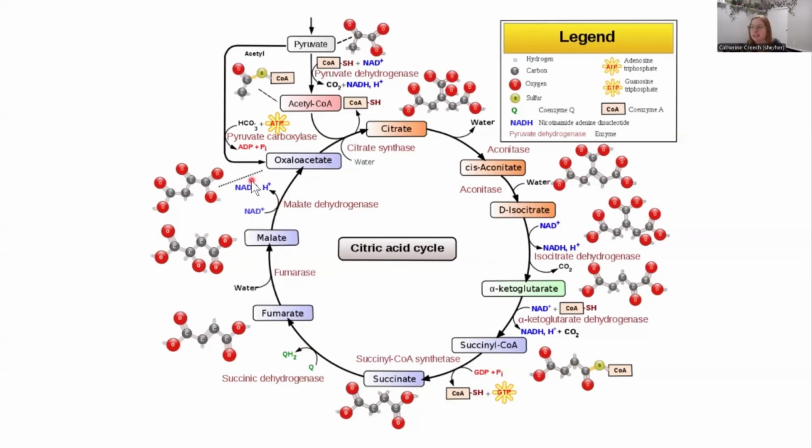And in the process, we are done using up all of those carbon dioxides. Those carbon dioxides have been exhaled as waste products. All right, let's get to the electron transport chain. Everything so far has been to get electrons ready for this.